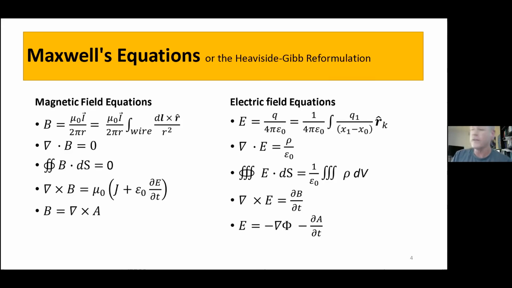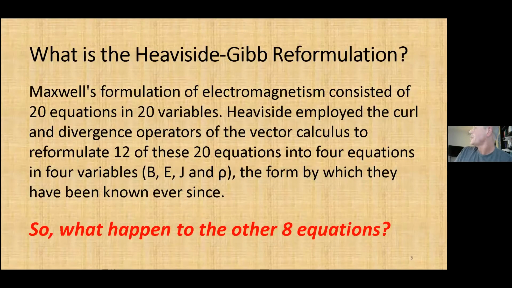What they did is they took Maxwell's original derivation and his 20 equations, 20 variables, and Oliver Heaviside employed the curl and the divergence operators, vector calculus, to reformulate 12 of these 20 equations into 4 equations with 4 variables. In that form they've been known as Maxwell's equations, but they're not really the equations that Maxwell produced. And always the big question has been, what happened to the other 8 equations?